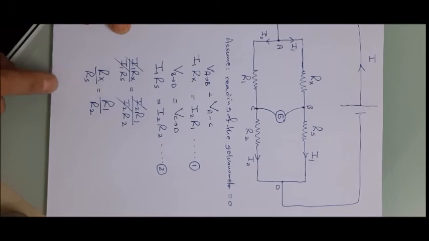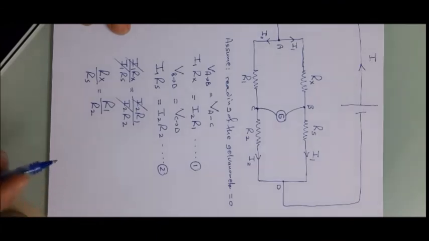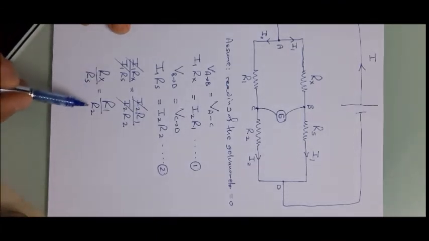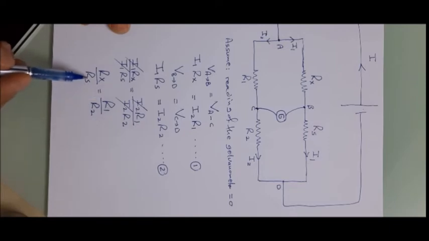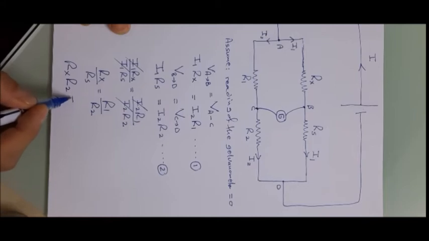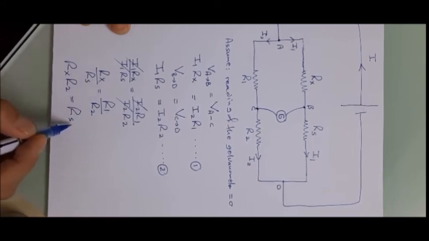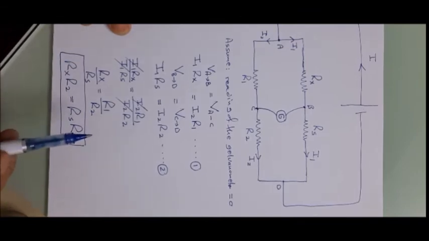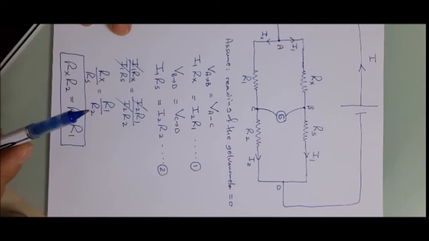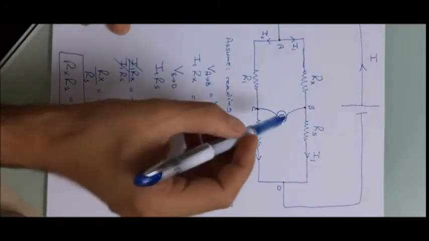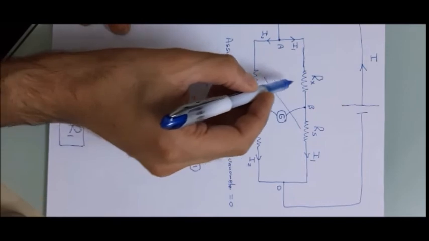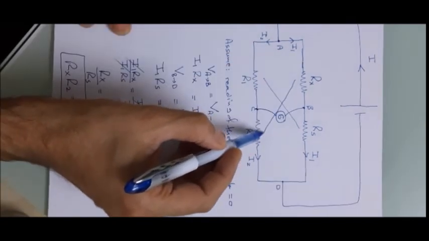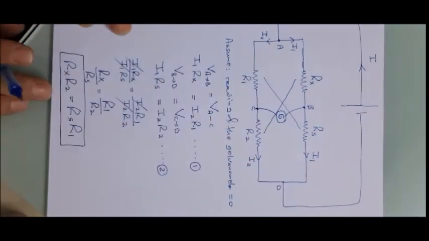And this formula, in fact, can be written in a different way, which is easier to memorize. We can here do cross multiplication like this. So we can say that Rx multiplied by R2 equals Rs multiplied by R1. This formula is very easy to memorize since it represents the cross multiplication in the circuit here. Multiplying Rs by R1 equals multiplying Rx by R2, like a cross multiplication.